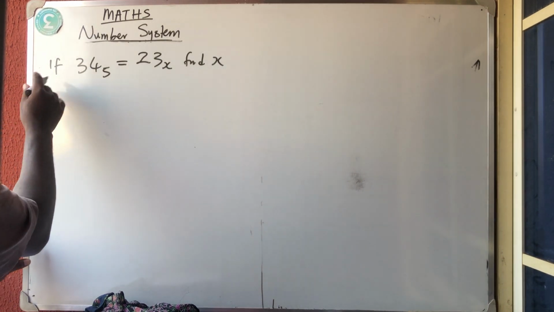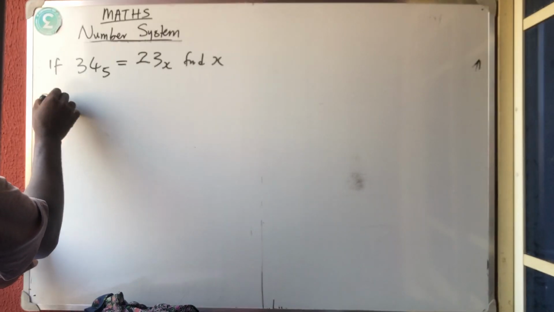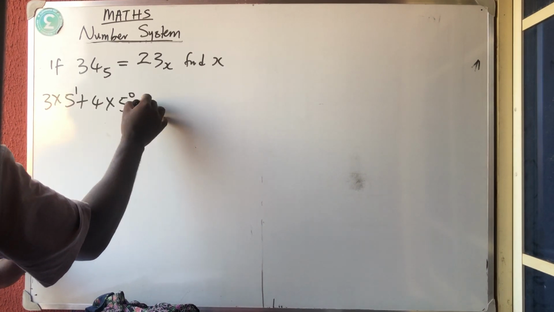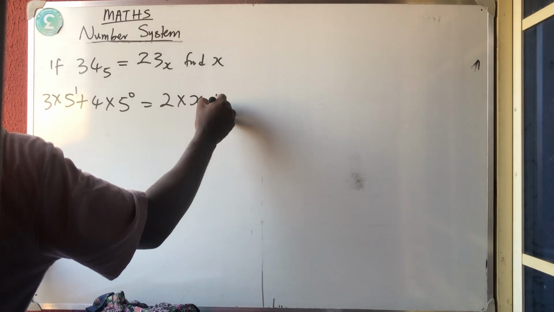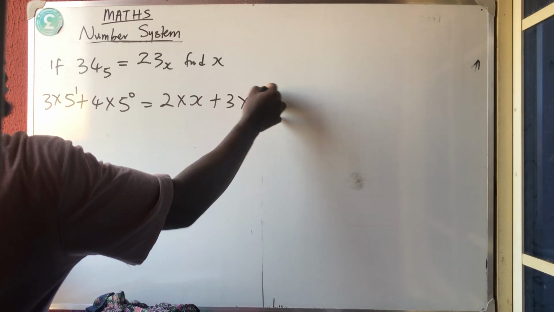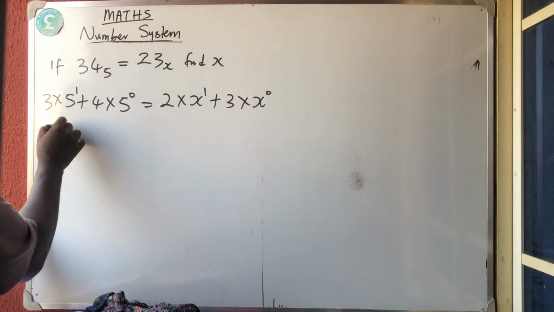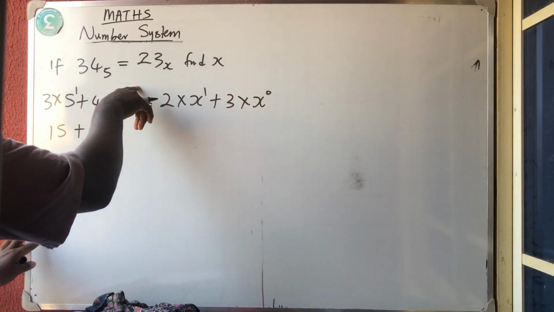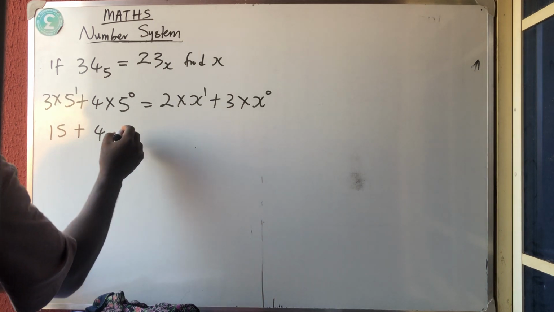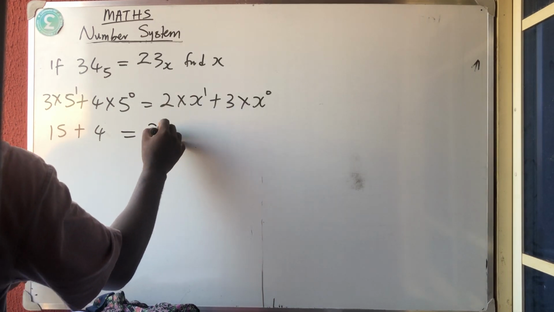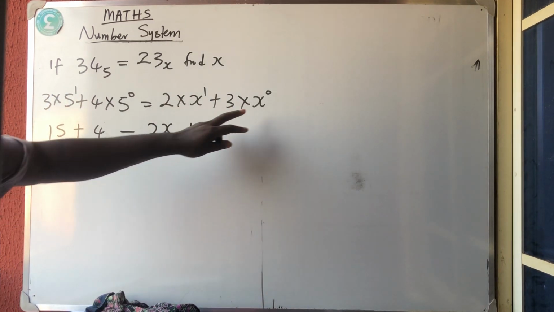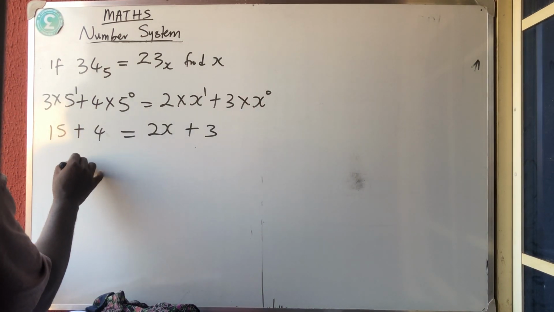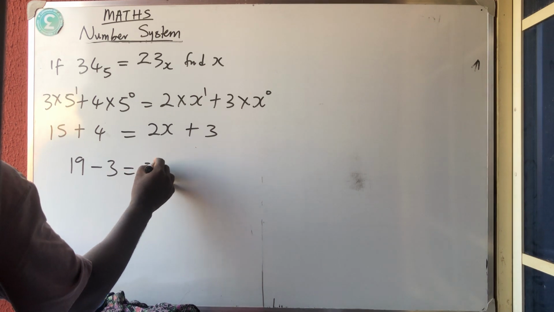The same method. Convert everything to base 10 by saying 3 times 5 to the power 1 plus 4 times 5 to the power 0 is equal to 2 times x to the power 1 plus 3 times x to the power 0. So I'm having 15 plus 4, because 5 raised to power 0 is 1, 4 times 1 is 4, is equal to 2x plus 3, because x raised to power 0 is 1, 3 times 1 is 3. So collect like terms, I'm going to have 19 minus 3 is equal to 2x.